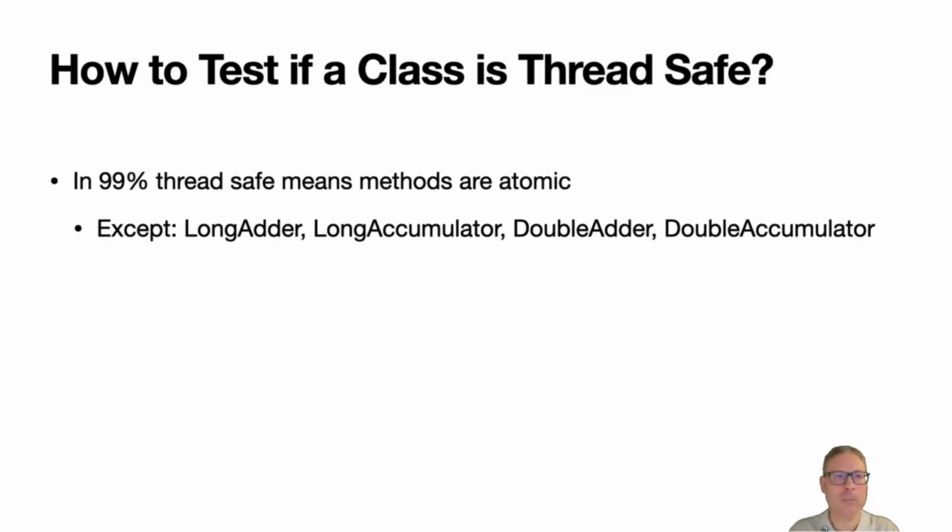There are some cases where we have another definition, like for example long adder or long accumulator. But I think for our cases and in the typical case, we want to test that a method is atomic. So in the following we will concentrate on atomic methods.